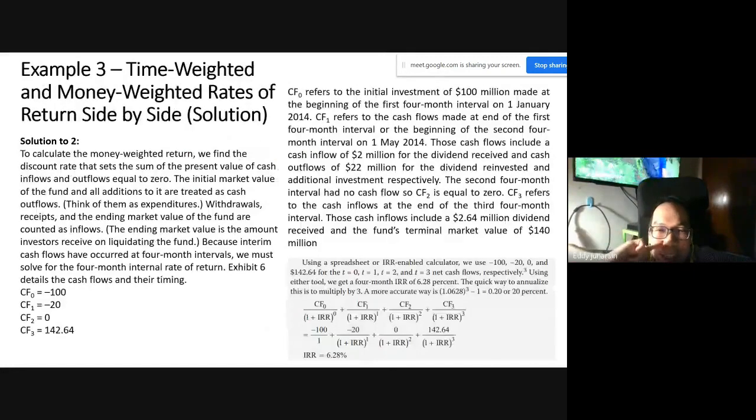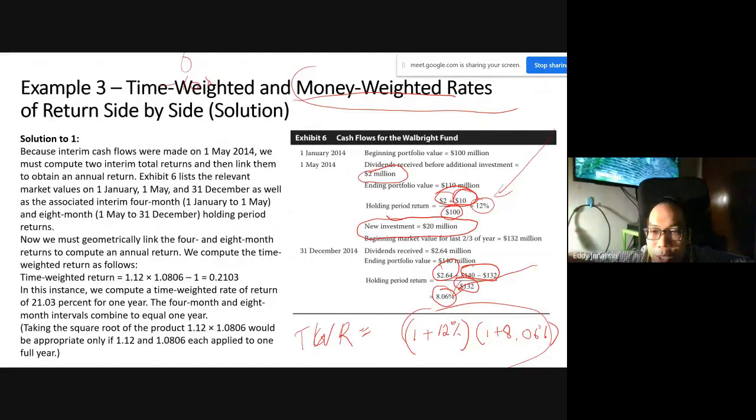Next period. What did you pay? Nothing else, yeah? No more. At the end, how much do you have? 140. Because dividend received at the end. So you have 140 and 264. Is it?